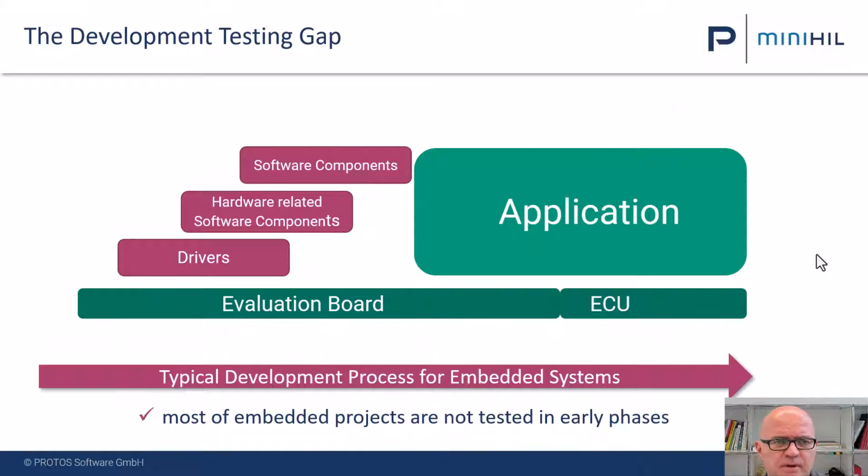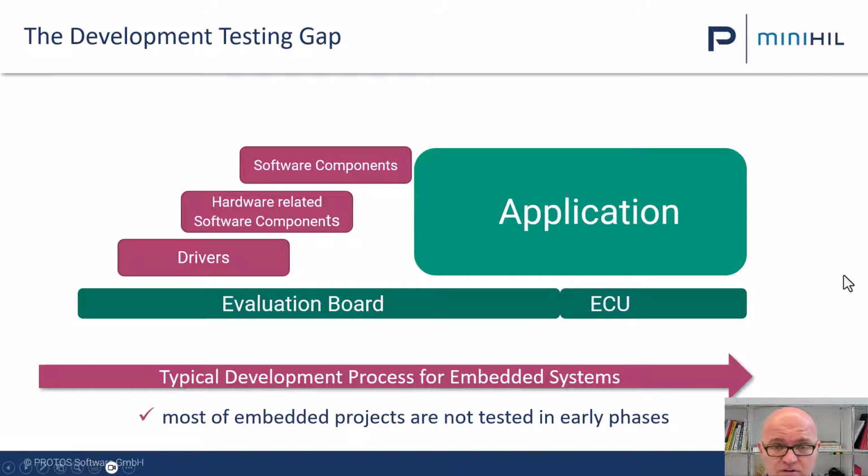Let's have a look at the development process for a typical embedded system. We usually start with an evaluation board. We configure the drivers, we test the drivers, then we create hardware-related software components, for example, motor control or bus-related protocols, low-level bus protocols like CAN, LIN, and so on. On top of that, we usually have software components that define the application logic. We integrate everything into an application, and eventually we move to the real hardware, to the real electronic control unit.